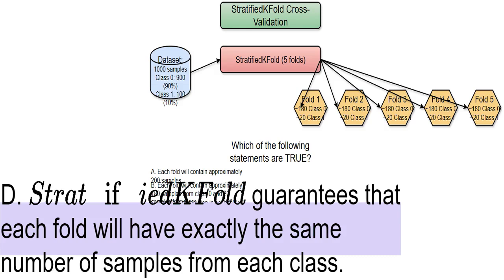StratifiedKFold tries its best to maintain similar class proportions, but it doesn't guarantee an exact match. Because there is a limited number of samples, perfectly even distribution isn't always feasible. It's about getting a close approximation, not perfect equality.